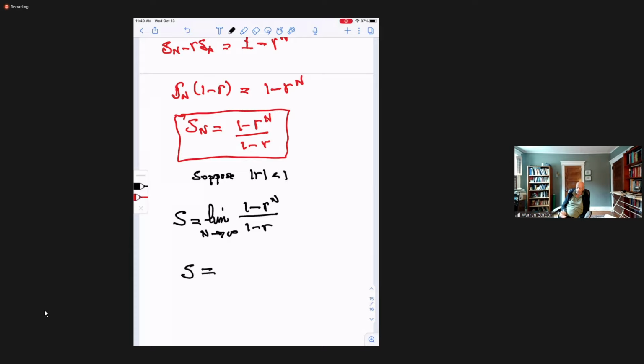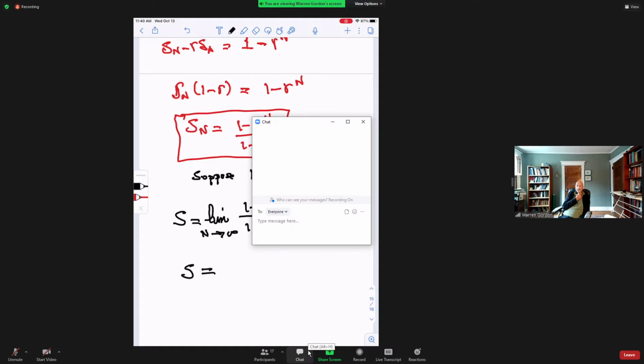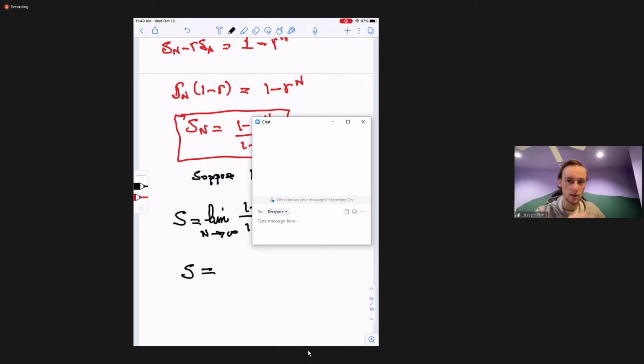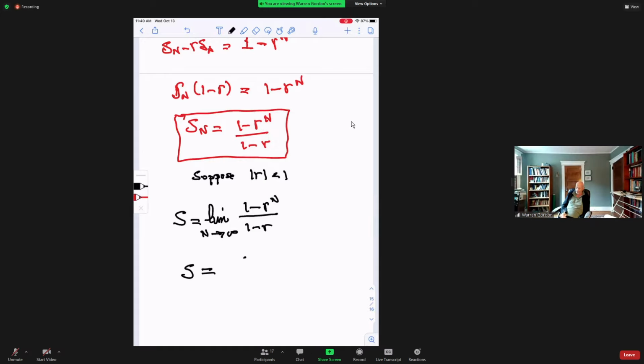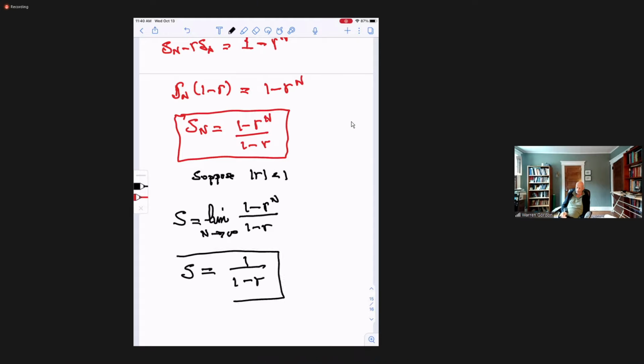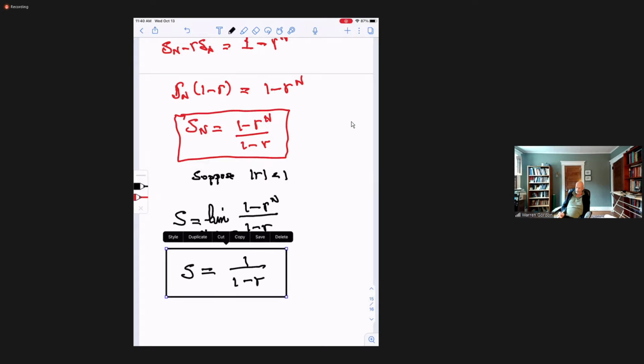What do I get? If n goes to infinity, what is r to the n going to go to? If r is a number between minus 1 and 1, smaller than 1 in absolute value, what happens to it as n goes to infinity? r gets smaller and smaller, so what's its limit? 0. So this becomes just 1 over 1 minus r. And that's called the sum of a geometric series.